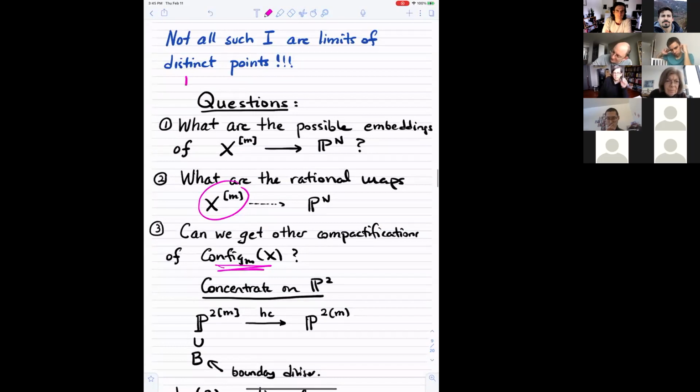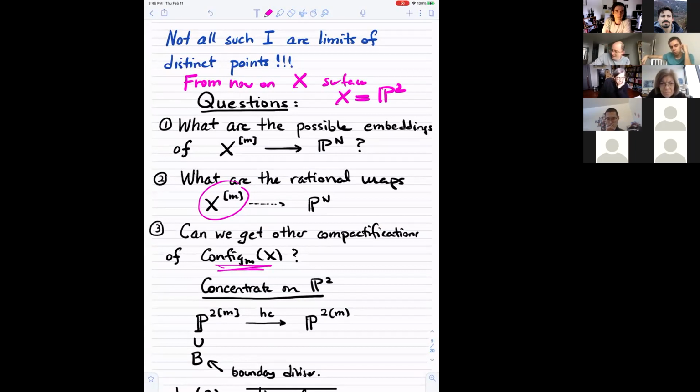Okay, thank you. From now on, let me say it like this. Let's write it down. From now on, X is a surface. And in fact, X will be P2 for the purposes of this talk. A lot of what I'm going to talk about you can do on other surfaces, but I'm not going to talk about it here. Okay.